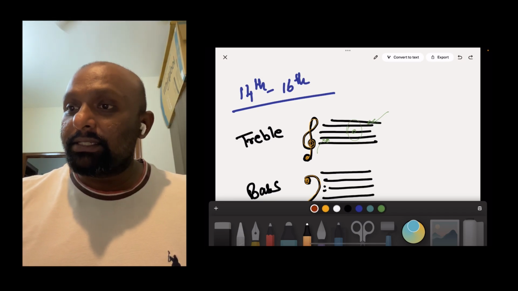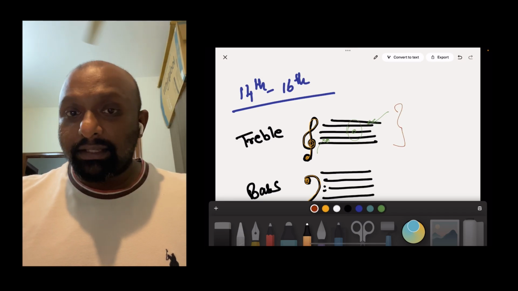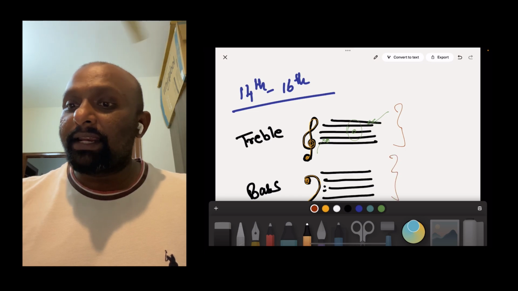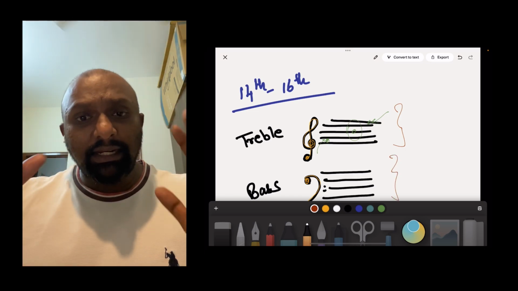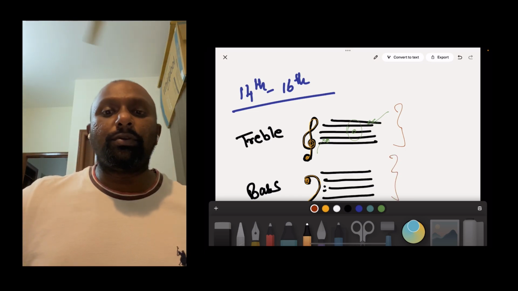Now for a pianist, the treble clef would mean the right hand in most cases, 99% of the cases, and the bass clef would mean the left hand.